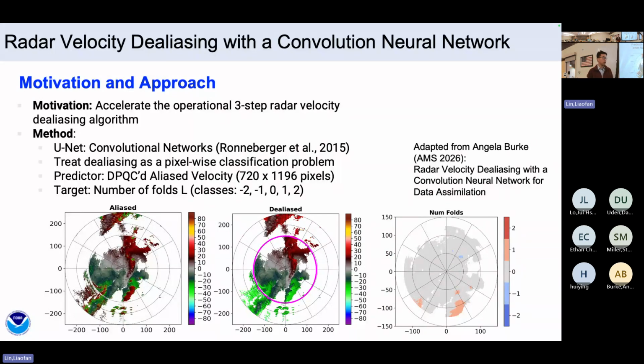Okay, so here are examples. This is the aliased observation, the original observation we get. Given the training model, we can dealias it, and this is the result, with the number of folds estimated. We demonstrate that the performance is very high, nearly 100% compared to the original operational three-step radar velocity dealiasing algorithms. And we demonstrate that machine learning can work to help with this observation pre-processing issue.